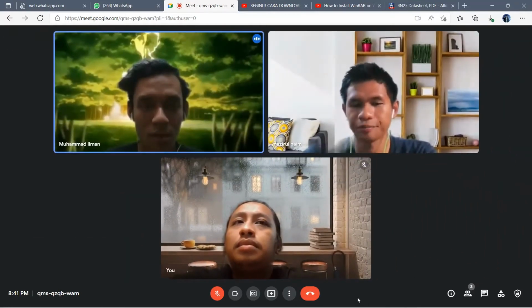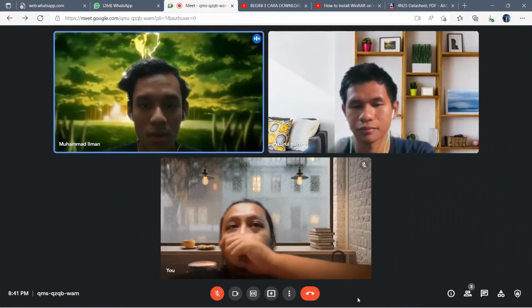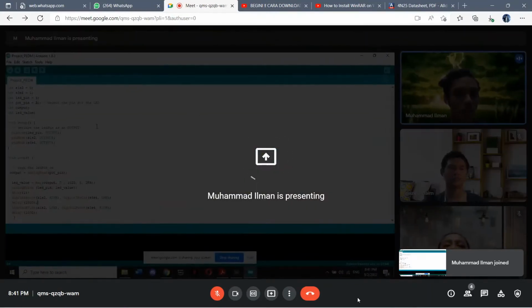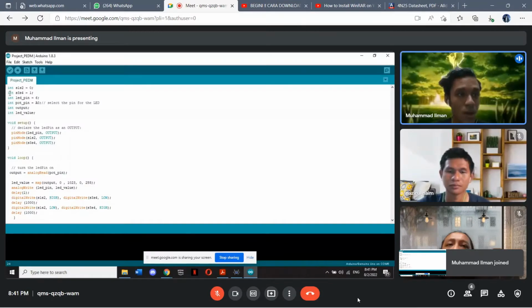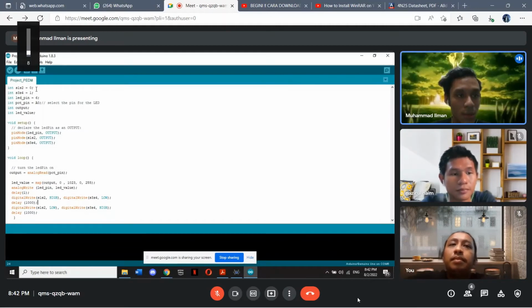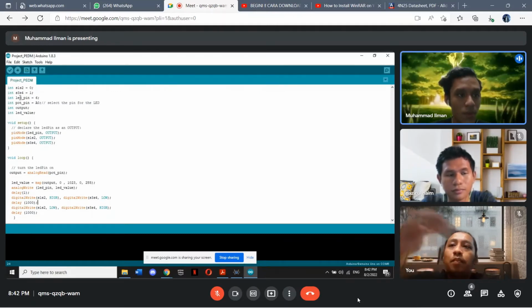Alright, carry on. So I will be presenting our project coding. So this is our coding. As you can see, we are declaring our switches S1, S2 in pin digital 0, S3 and S4 in pin digital 1, and the LED pin in pin digital 6.